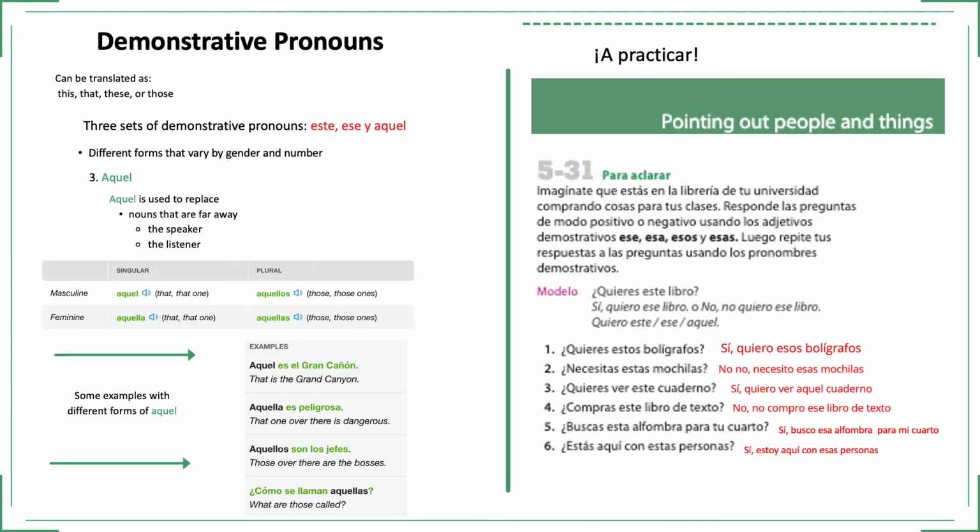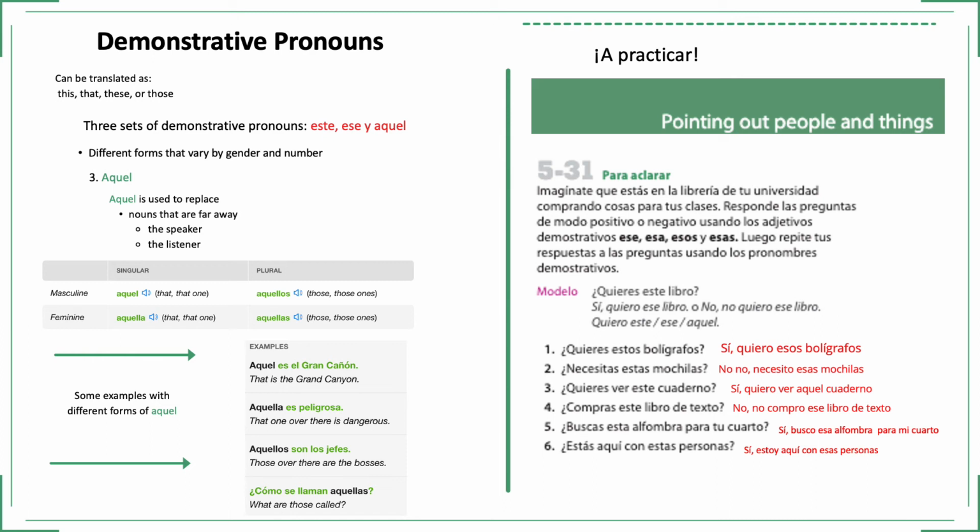Now let's talk about el número tres, aquel. Aquel is used to replace a noun far from both the speaker and the listener. Below you will find the four forms this pronoun can take in Spanish. As masculine singular you have aquel, which means that or that one. Feminine, you have aquella, which means that or that one. And the plural form for masculine, you have aquellos, which means those or those ones. And for the feminine plural you have aquellas, which means those or those ones.